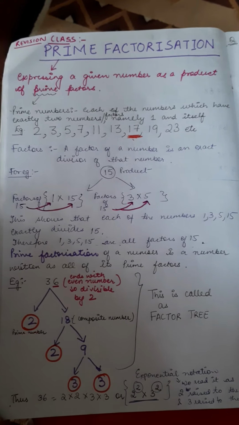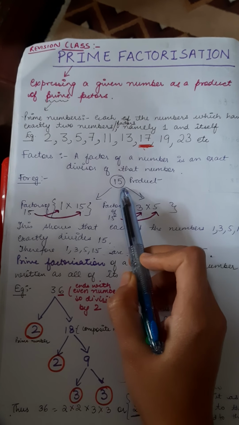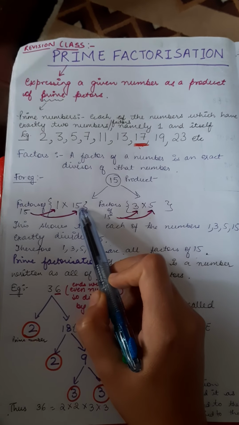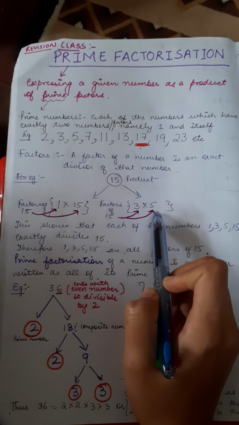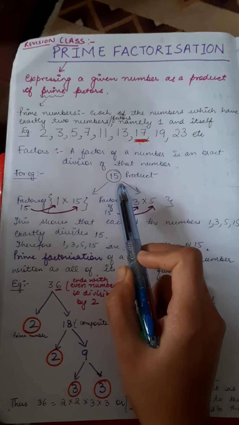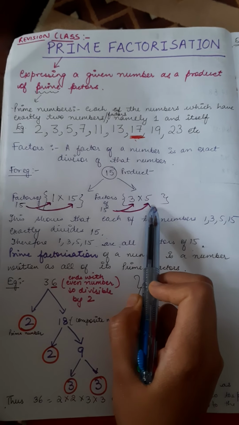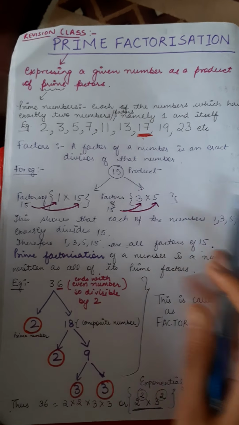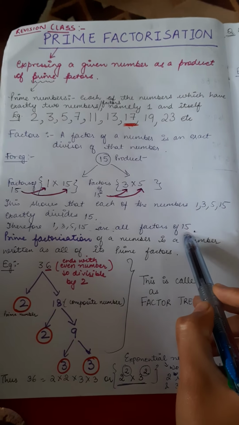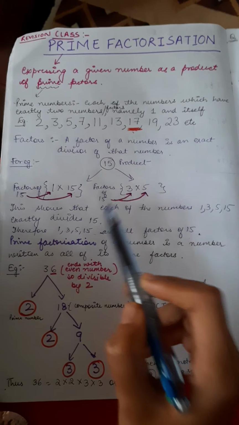Examples are given here. Now I have written a number 15. So what will be the multiples of 15? 1 into 15 and 3 into 5. But what are the factors of product 15? These are 1, 3, 5 and 15. Therefore, we can say all these numbers are the factors of 15 because they divide exactly this particular number.